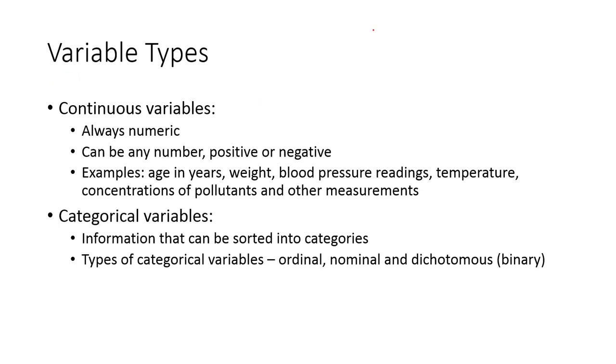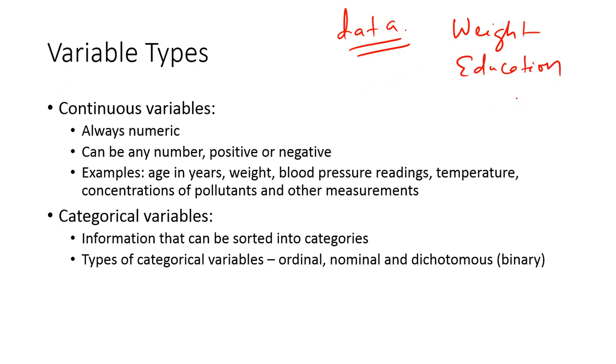So the data that you get could be, let's say, somebody's weight, somebody's education, income. In social science research, these are important variables. These variables could be of various types. One type could be the continuous variable. It's always numerical in nature, and it can be a positive or a negative number. Examples could be age, weight, temperature, and so on. Why is it continuous? Because it can take any value.